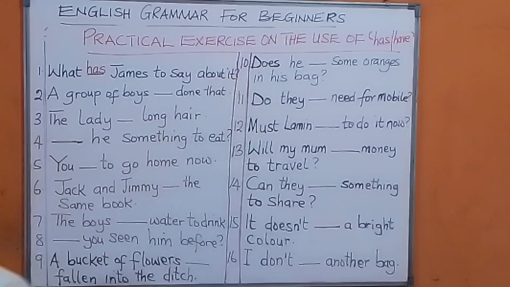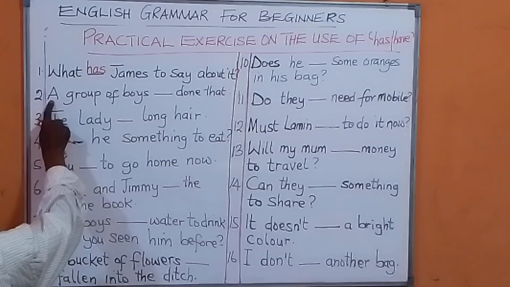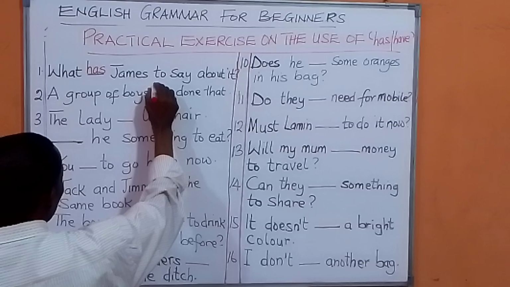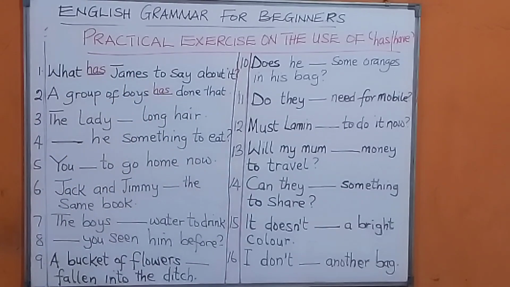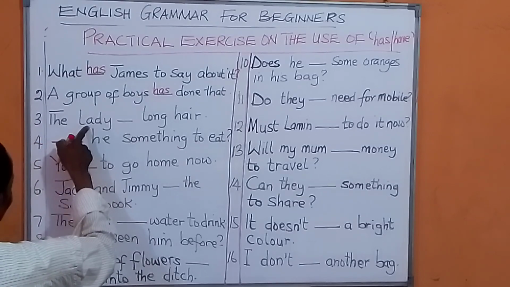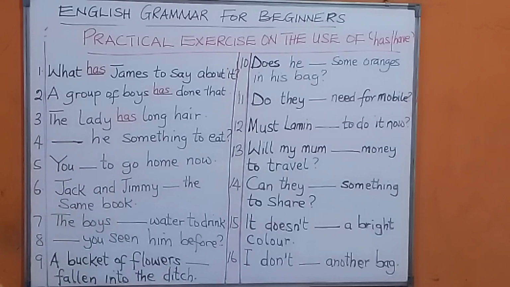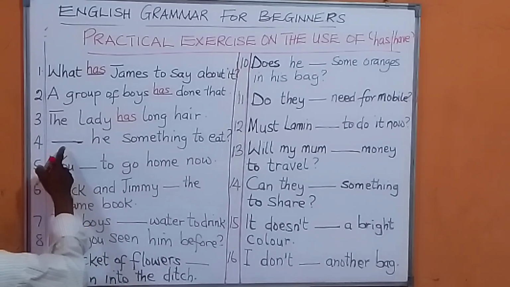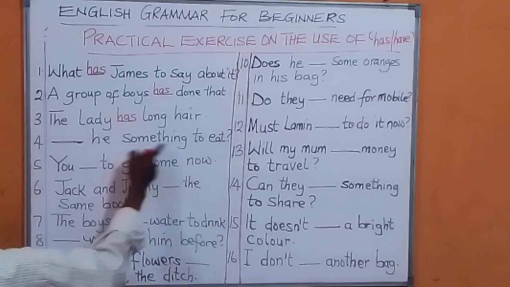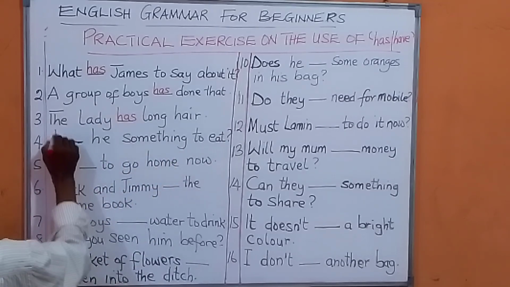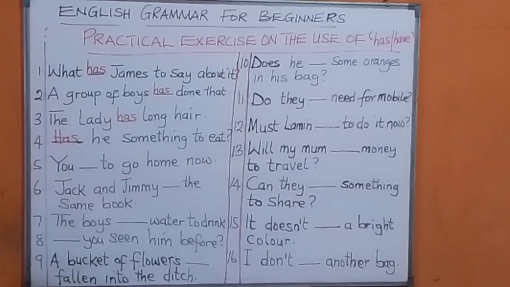That's the question. A group of boys, remember it's a group of boys. A group of boys has done it. Okay? The lady, that's singular, so singular should have has. The lady has long hair. Okay? Now, has he something to say? Has he something to eat?